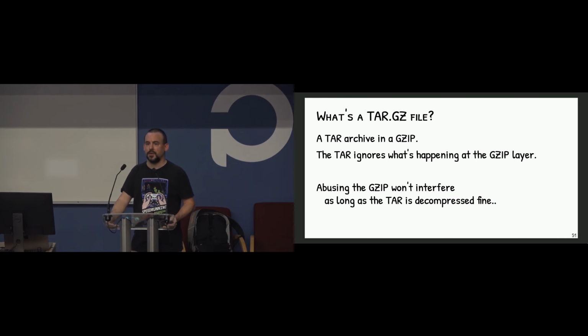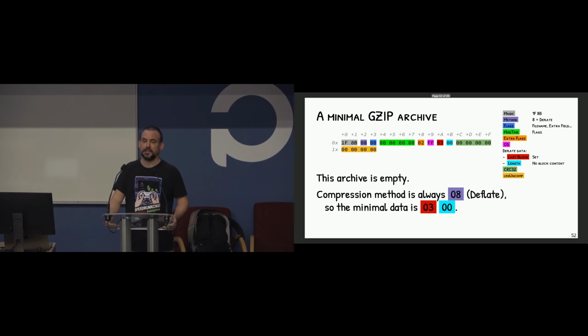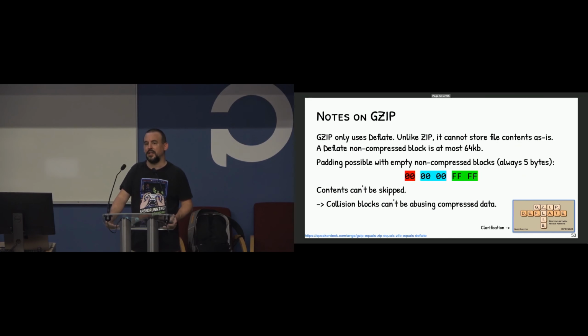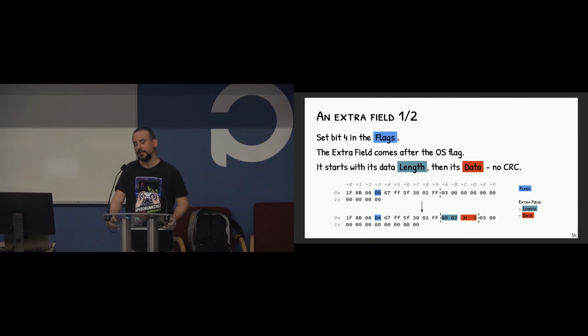So abusing the gzip will not interfere with the process as long as the tar is the original one. So let's look at the gzip. It's a very simple structure. There is a magic at offset 0. And there is a root place for comments, but the comment is after the file content, so you can't really exploit it. You cannot skip some contents, so the collision blocks cannot abuse the compressed data. Yeah, it looks like it's not exploitable.